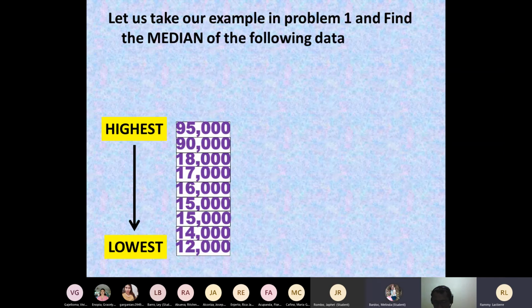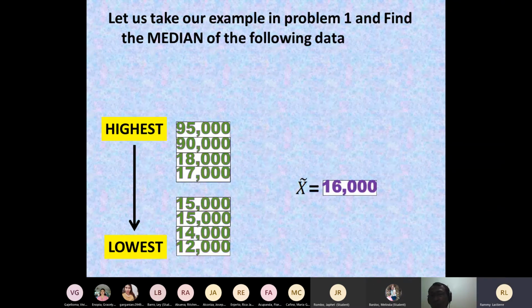Meaning, find the middle item. What is the middle item? 16. Okay. So therefore the median is 16.